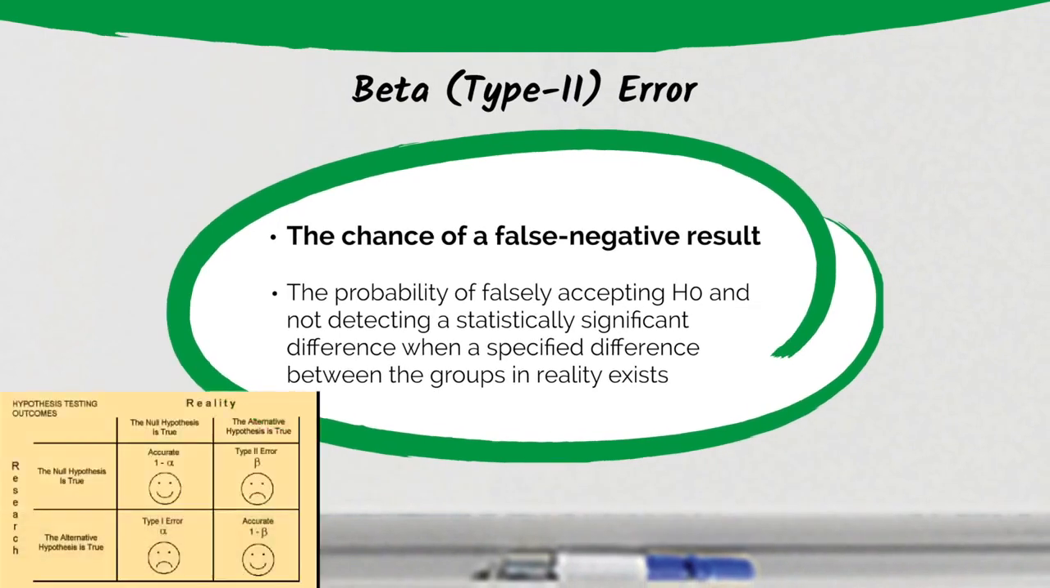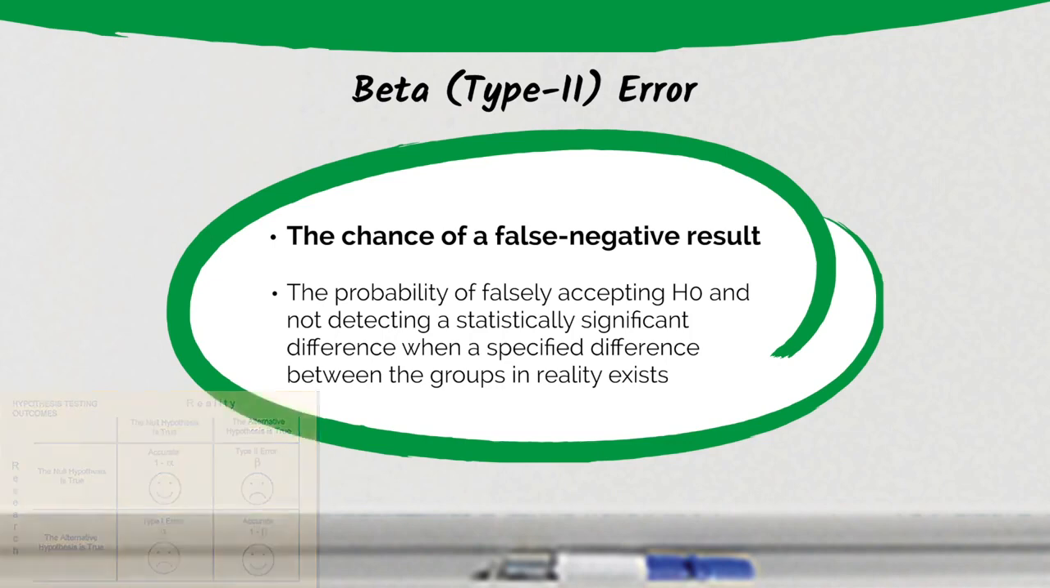Second, beta error. It is also known as type 2 error. It is the probability of falsely accepting the null hypothesis and not detecting a statistically significant difference when a specified difference between the groups in reality exists. It is the chance of a false negative result.